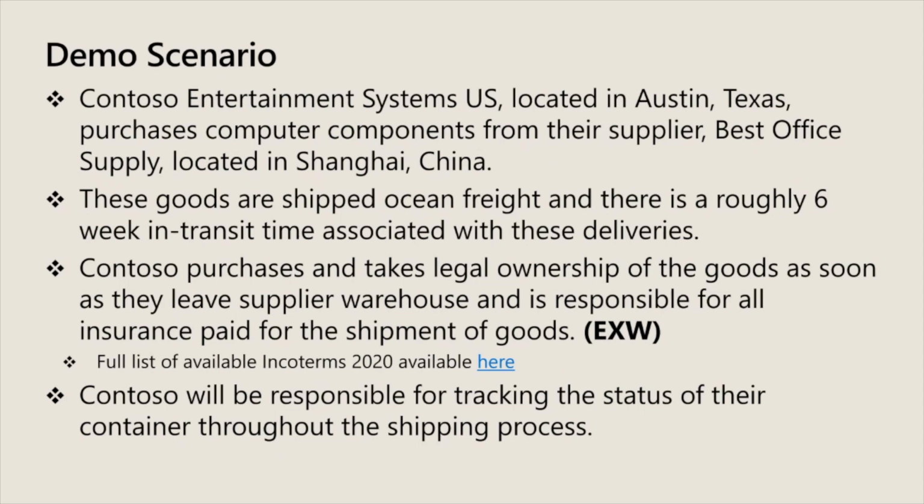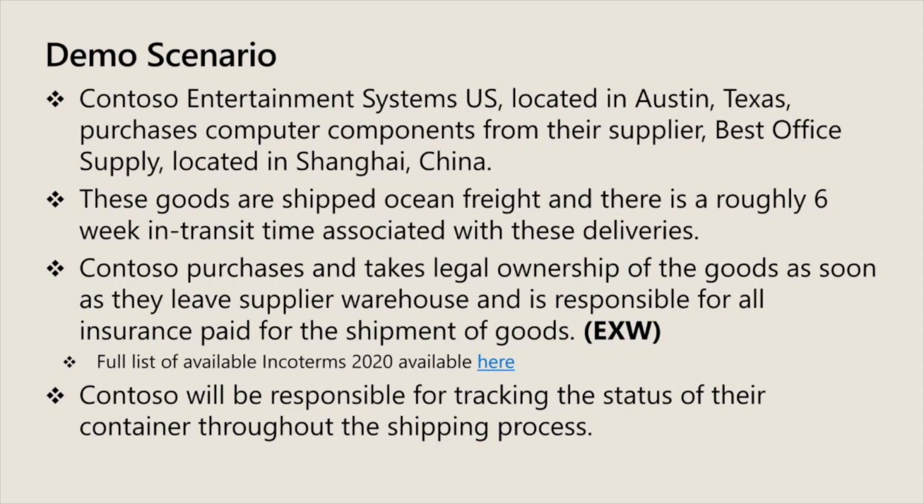To get into the specifics of the scenario, we are importing goods from Shanghai, China, to Austin, Texas. The goods are coming via freight, and there is approximately 6 weeks of in-transit time associated with this. The Incoterms, or delivery terms, for our demo scenario today is EXW, which means the buyer would take ownership as goods are being loaded, and finally, Contoso would be responsible for tracking the status of the entire voyage and containers throughout the shipping process.